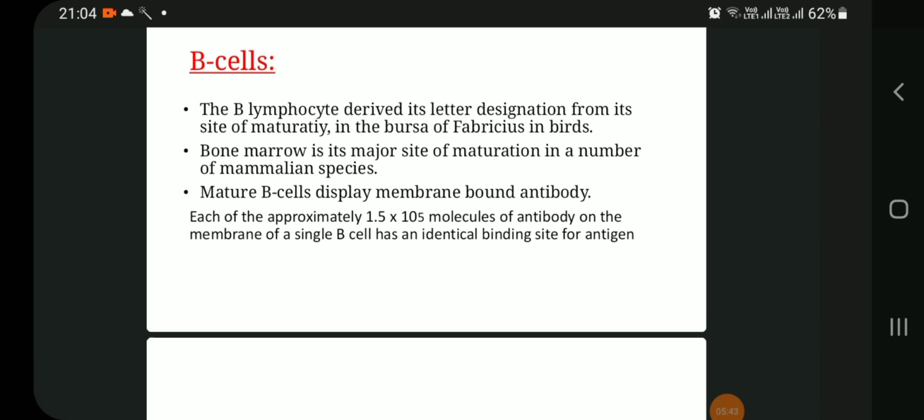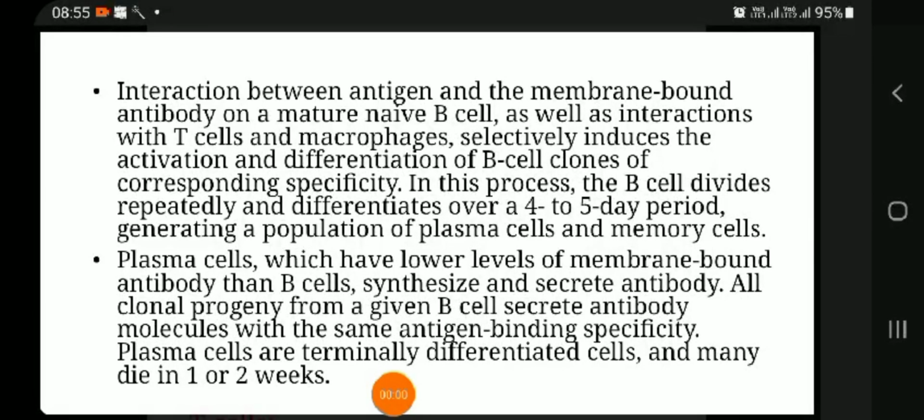Each B cell will have identical binding sites for the antigen. Interaction between antigen and membrane-bound antibody on a mature naive B cell, as well as interaction with T cells and macrophages, selectively induces activation and differentiation of B cell clones of corresponding specificity.